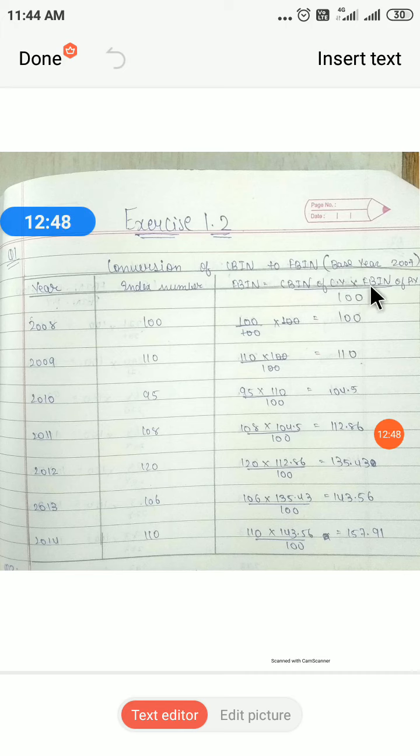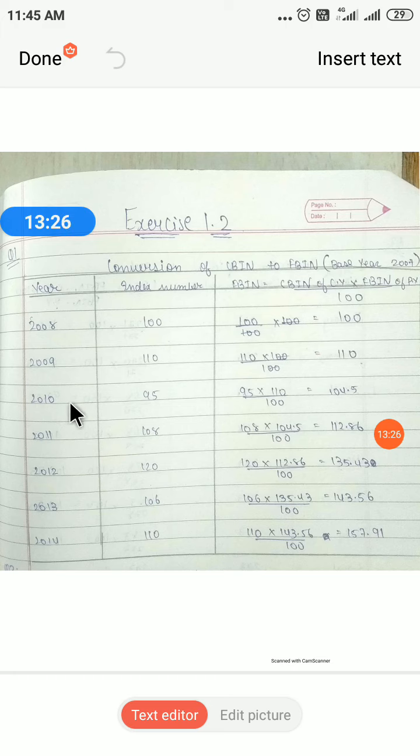Now, for the year 2009, see, what is the chain base index number of the current year? 110 into fixed base index number of the previous year. We need a fixed base index number. This is our chain base index number. Okay girls? Understand? Chain base index number is given, but in the formula we need a fixed base index number of previous year. So 110 into previous year, it means the 2008 index number is 100 upon 100. We will get 110. Right? Understand my point? It means if you do not get the index number for 2008, you cannot go on for the year 2009.